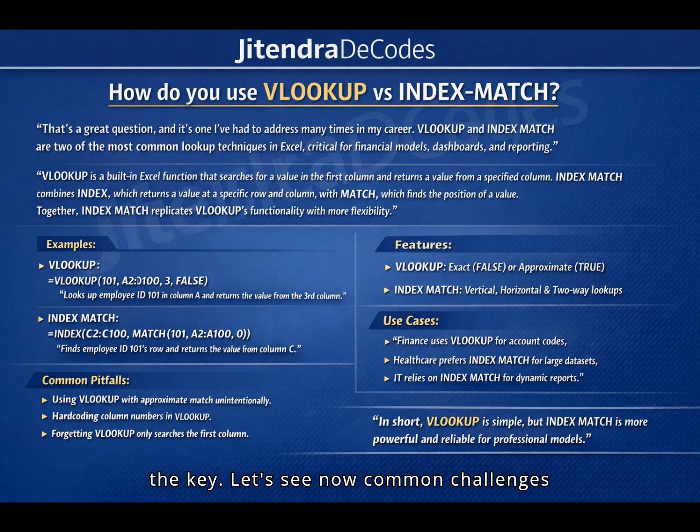Let's see now common challenges and pitfalls while using them. Common mistakes include using VLOOKUP with approximate match unintentionally, which can return incorrect results. Hardcoding column numbers in VLOOKUP, which breaks when the table structure changes. Or forgetting that VLOOKUP only searches in the leftmost column, while INDEX MATCH can search anywhere. To avoid this, I recommend using INDEX MATCH for critical models and always locking ranges with absolute references.